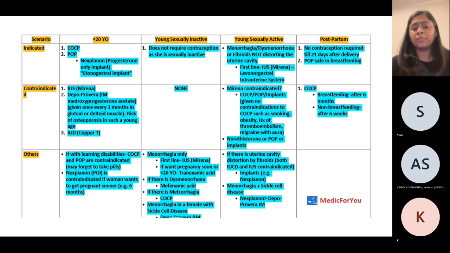the other things are like postpartum. One thing I will say though is it says no contraception required till 21 days after delivery. Never tell anyone that. Breastfeeding is not the most effective form of contraception. So that's the only thing I wouldn't trust about this particular table. Probably should have crossed that bit out. But the progesterone-only pill and things like the implant are fairly safe options to give. You can then start the combined pill at later stages, like 6 weeks after if you're not breastfeeding, but if you are, after 6 months.